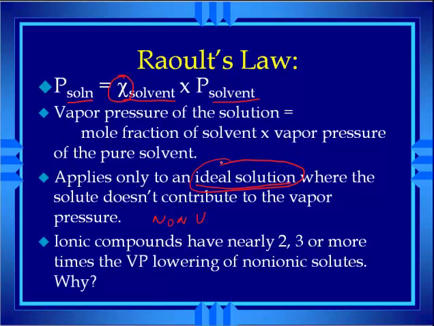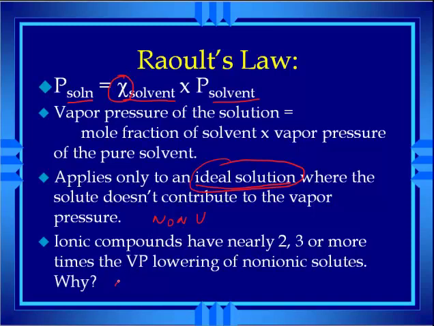And then look at this last bullet, because I put this question here because I want you to think about this for a second. Ionic compounds have nearly 2 or 3 times more vapor pressure lowering than non-ionic compounds. So why is that? Pause the video. Think about it. Did you do it?